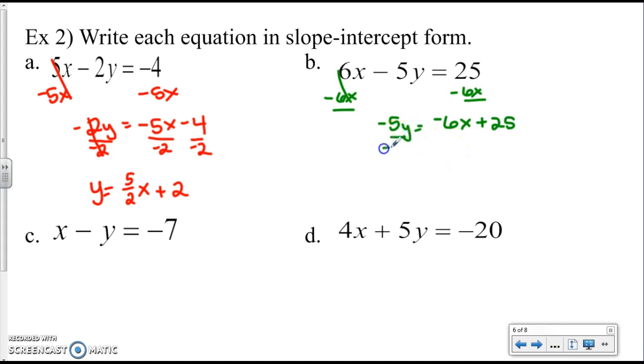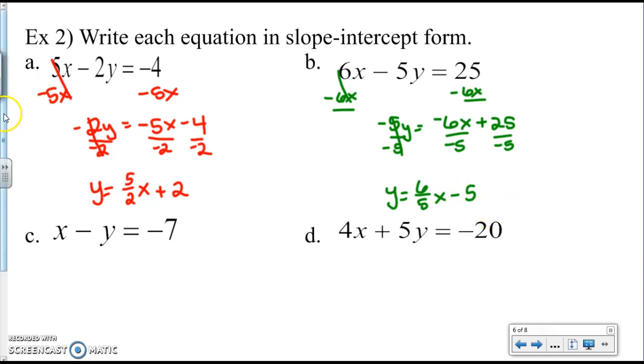The second step is to divide by the number in front of the y, and I'm going to divide each part by that. So my negative 5's cancel, and then negative 6 over negative 5, I can't reduce the numbers, but two negatives would make that positive. And then 25 divided by negative 5 gives me negative 5.